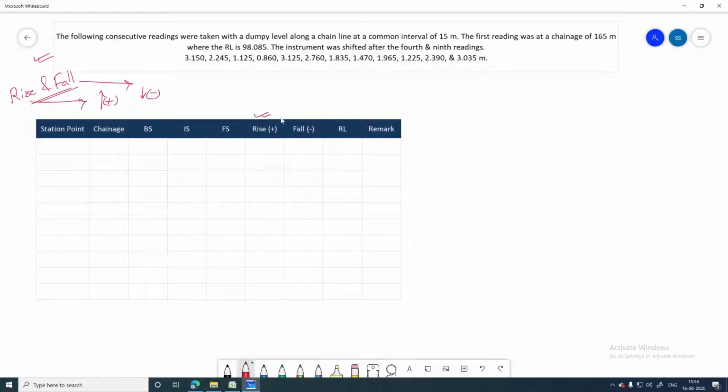Here you can see this is the table that we need to follow in case of the rise and fall method. This portion, that means the station point, the chain edge, the back side, the intermediate side and the fore side, up to this portion it is same as before that we have used in the height of instrument method, right? But after that we have 4 columns: rise and fall, the RL which we need to calculate depending on the values of rise and fall, and the remark, that means if there is any change point, that means if we have shifted the instrument or not. So first go through the problem and then we will try to solve this.